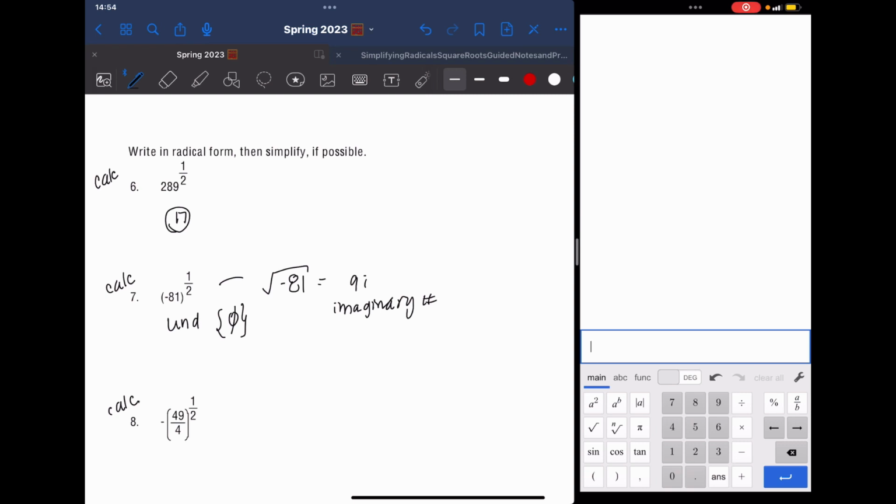Okay, so let's clear this. So number 8 has a negative out in front, so you're going to enter it into the calculator just the way you see it. So it's negative parentheses 49 divided by 4. And then close your parentheses and raise that to the 1/2 exponent. So then it's going to be 3.5. As a fraction, that converts to 7/2.